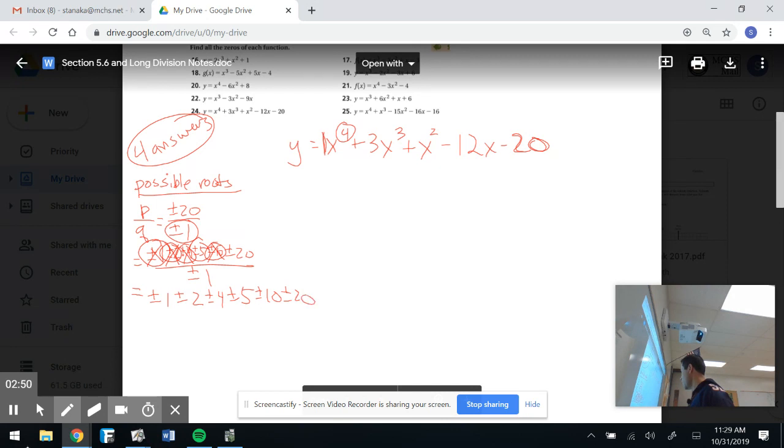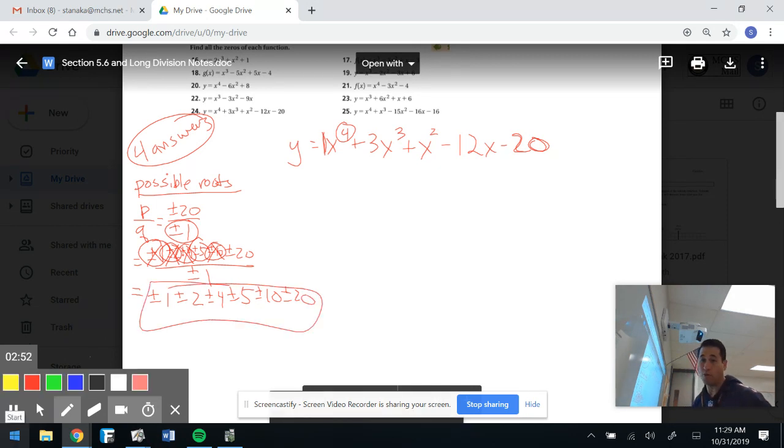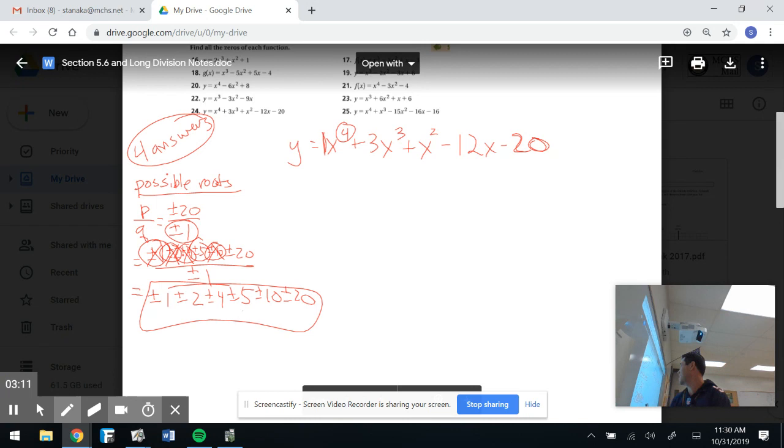Okay, so now comes the brunt of the work, right, class? I've got to figure out which one of those possibilities are factors. And remember, it is a factor if and only if it gives me a remainder of 0. There's a couple ways I could do that. We could do a little synthetic division, and synthetic division is fun to do, but that would be taking up a lot of paper. I don't want to take up a lot of paper.